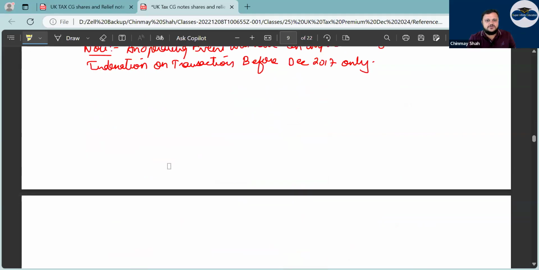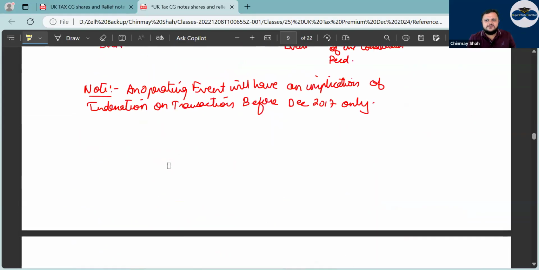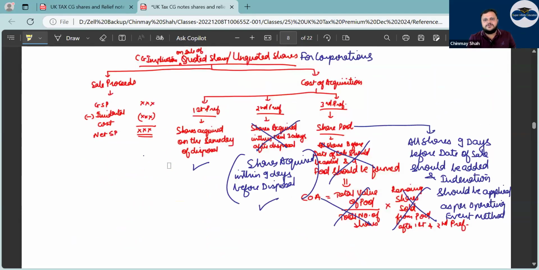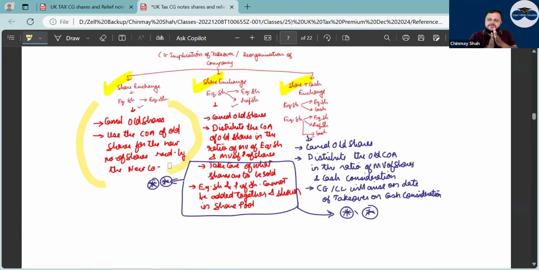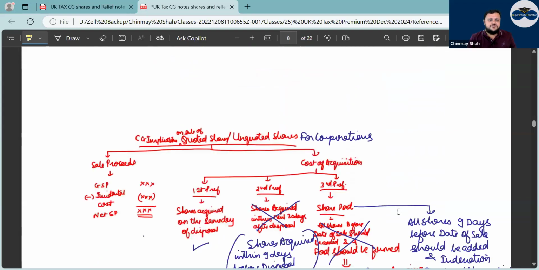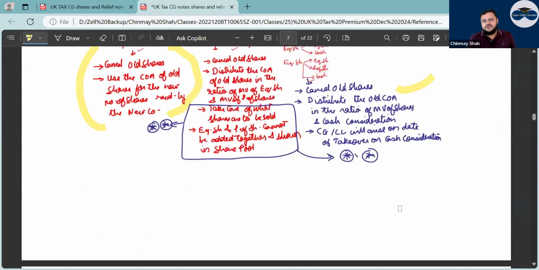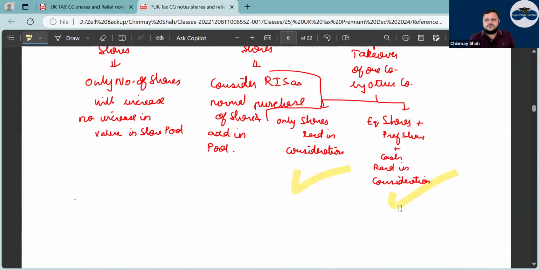I think the questions are not there, right? Okay, you can make out. And then what if it is what? Tell me. Shares taken, and instead of shares they have given equity, cash, preference, all three. Cancel the old shares, distribute the old cost of acquisition in the ratio of market value of shares and cash consideration, correct? Take care that shares are to be sold, right? Now see, when you are selling, generally only equity shares are sold, right? This is for an individual, how things will happen.